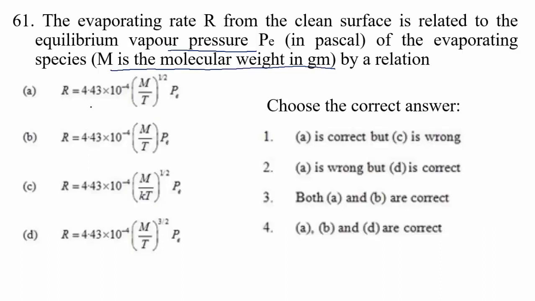It is derived by a relation, that is R equals 4.43 into 10 power minus 4 into (M divided by T) whole power 1 by 2 into PE. So for this, the corresponding option that is going to follow is option A is correct, nothing but the statement A is correct but C is wrong.